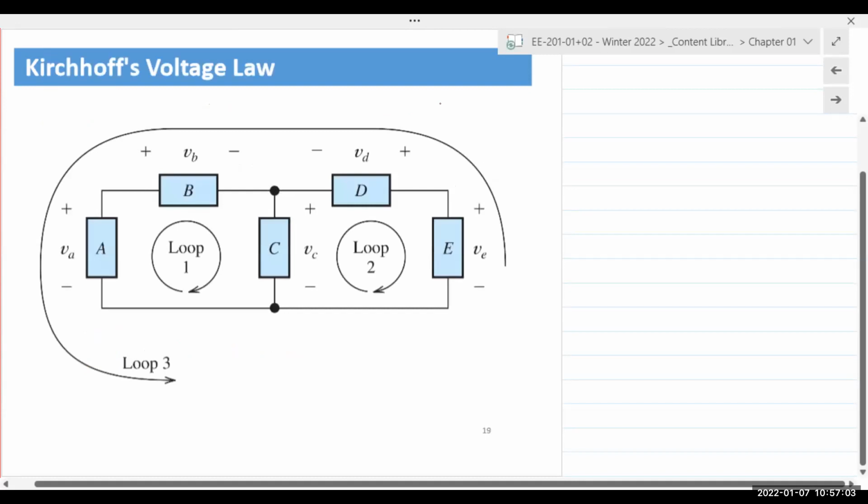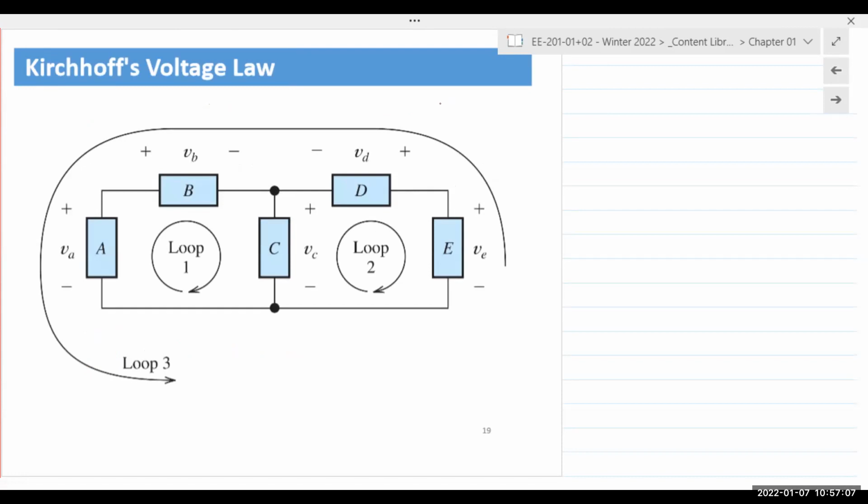KVL. KVL again is basically based on the law of conservation of energy. You have an electrical loop. If you sum up all of the voltages around that loop, they will always sum up to 0. Okay, so we have loop 1, loop 2, and loop 3 here.